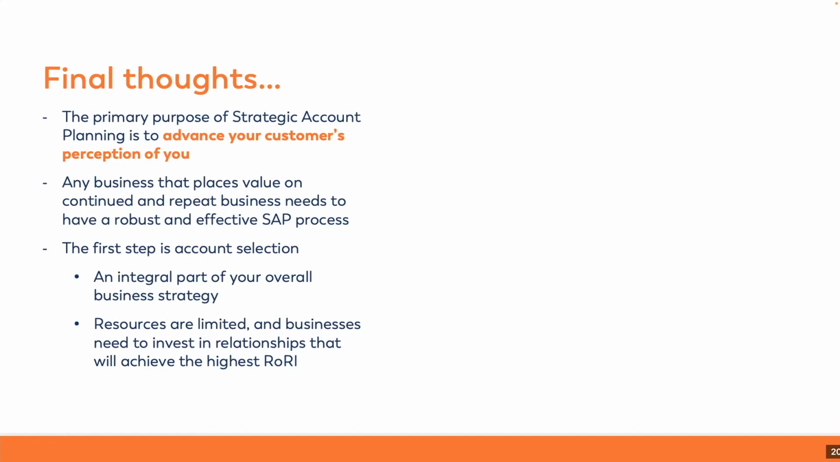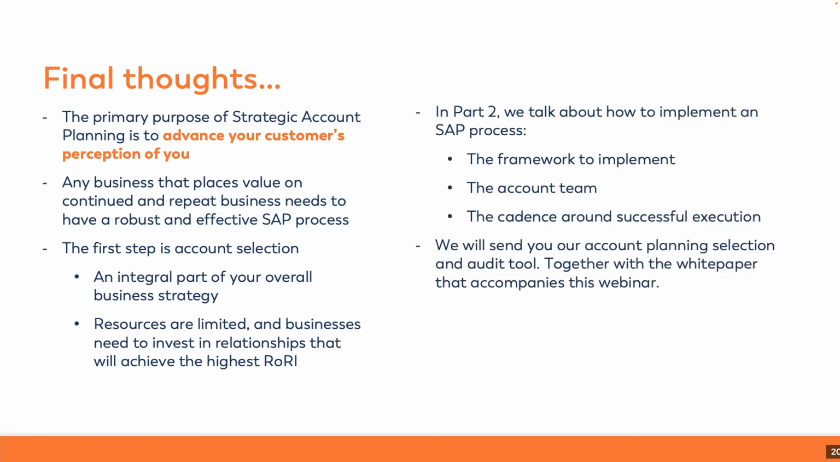So the first step is account selection. That's the bit that we've talked about today. We know that resources are limited. In the upcoming webinar in part 2, what we're going to spend some time talking about is the framework itself, so the strategic framework. Also, how you put the account team together, and then the cadence to make it successful.